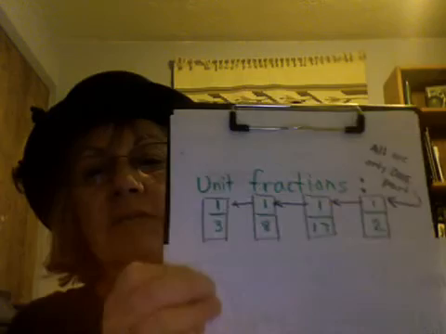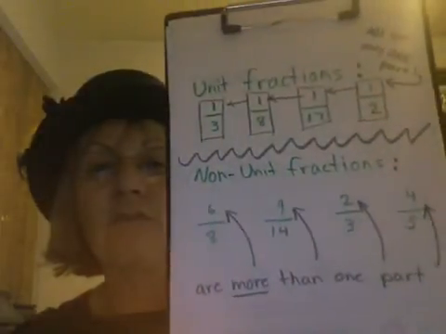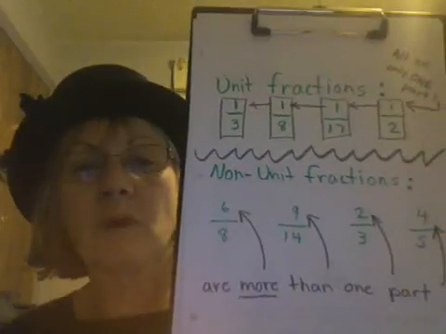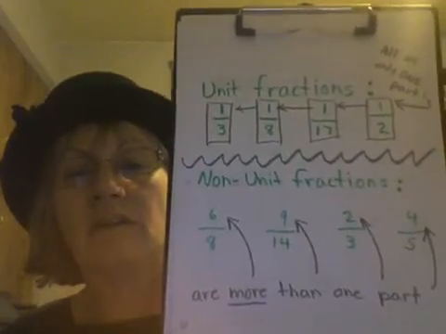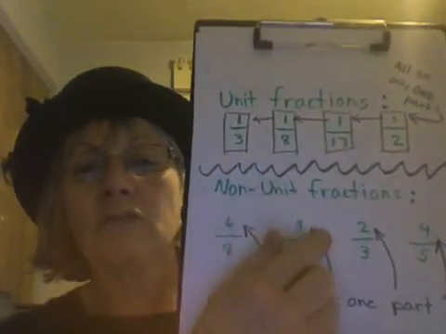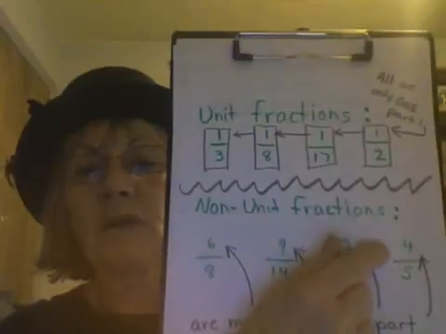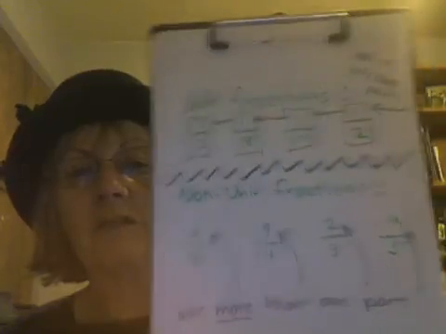one part. Some examples of non-unit fractions are these: 6/8, 9/14, 2/3, and 4/5. All of those talk about more than one part. The 6/8 is referring to 6 parts out of 8 altogether. 9/14 is 9 parts when the whole is cut into 14. 2/3 is 2 parts of a whole that's cut into thirds. And 4/5 is 4 parts of a whole that's cut into 5. Those are some examples of non-unit fractions. It's important to remember those as we continue our work with fractions.